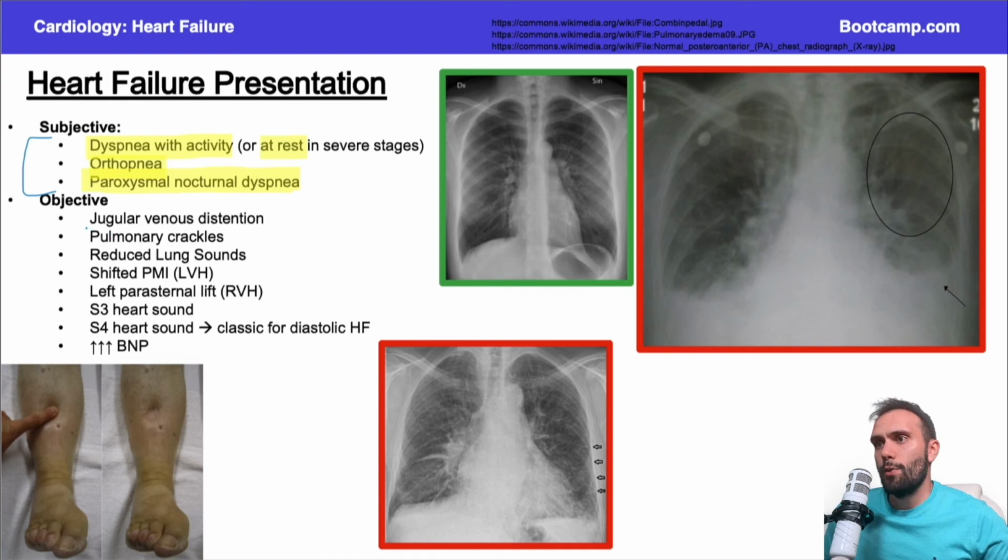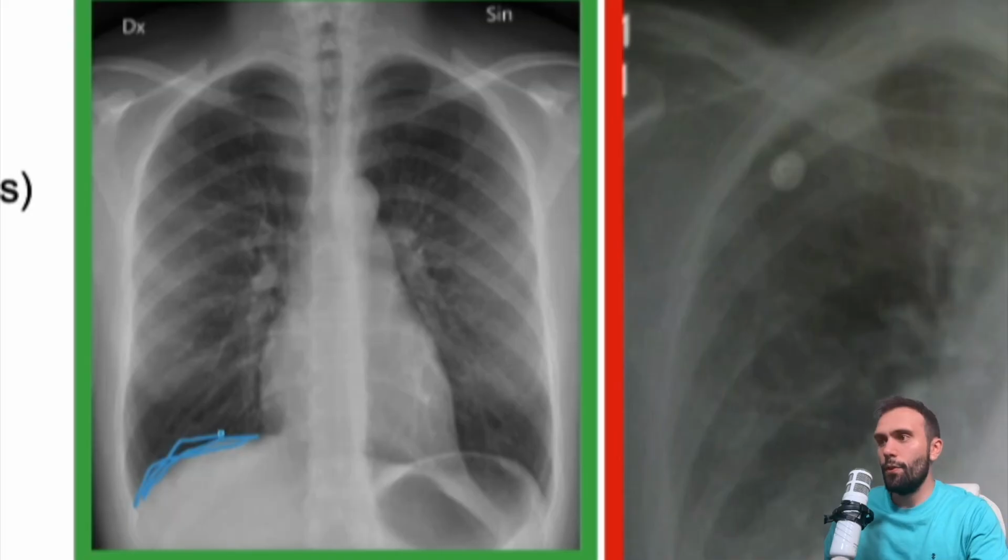Okay, again, these are things we already talked about. Jugular venous distension, pulmonary crackles from the pulmonary edema. If they have reduced lung sounds, that can be because they have a pleural effusion. Okay, remember, you can also have a pleural effusion. How do you look for pleural effusion? Costophrenic angle. So here, if I just look at this angle, it's really sharp in this x-ray, right? So this one actually looks okay.